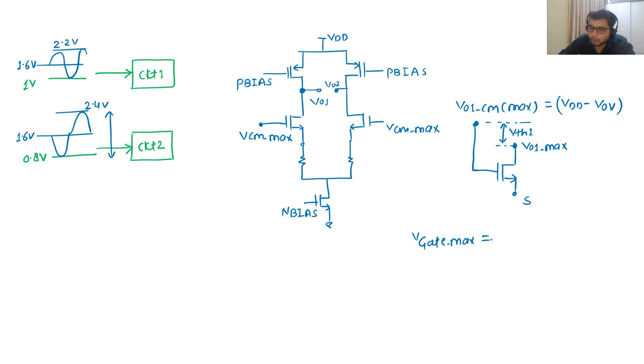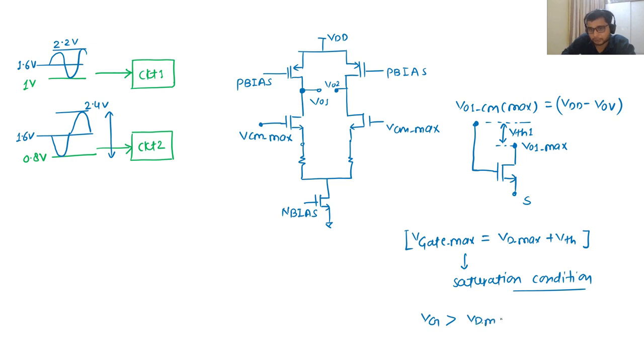The maximum gate voltage, V gate max, can go V drain max plus 1 VTH up. So this is the maximum condition for the saturation condition. I think I told this in some other video. So if my gate voltage goes beyond this value, V drain max plus VTH, then our transistor will enter into the triode region.